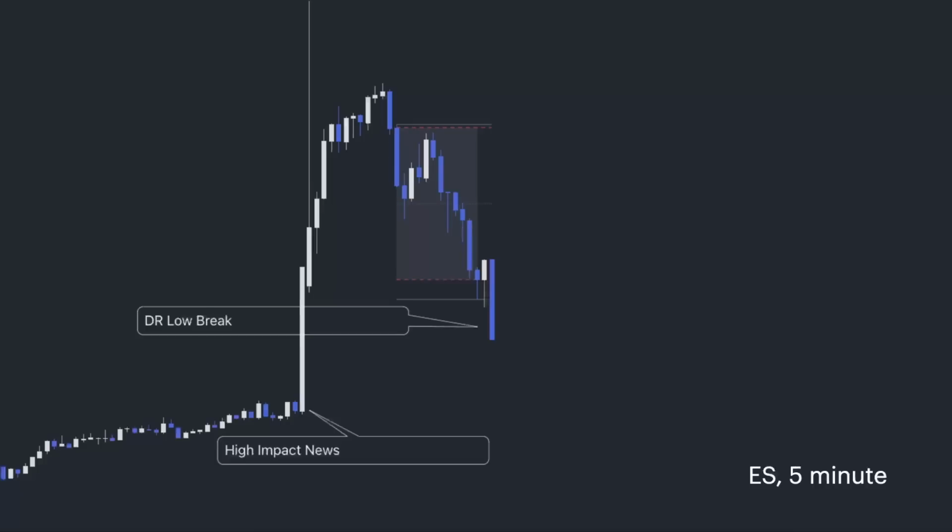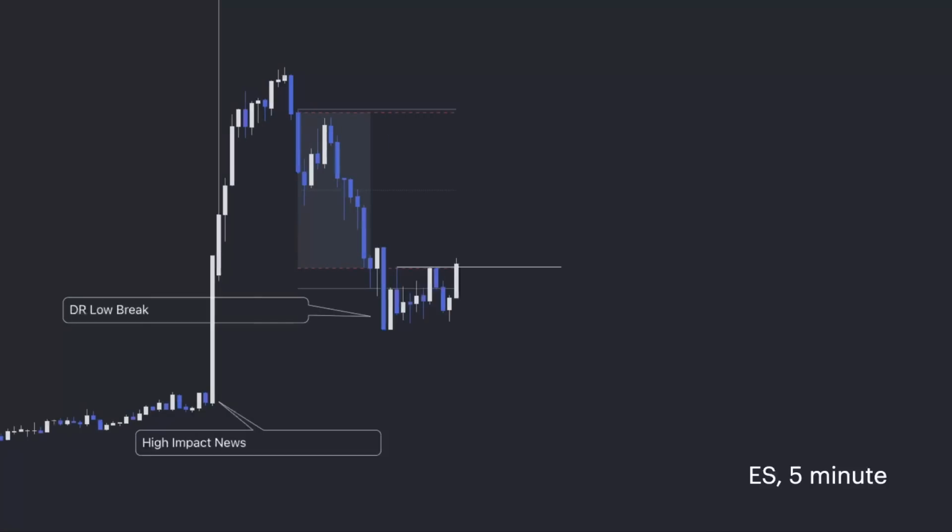Next example, ES 5 minute chart. On high impact news days, the DR is less likely to work, but let's take a look at what played out anyway. Here we have a break of the low. You can see price comes back, taps the IDR low a few times, forms some equal highs, and then price comes up and takes those short-term highs.